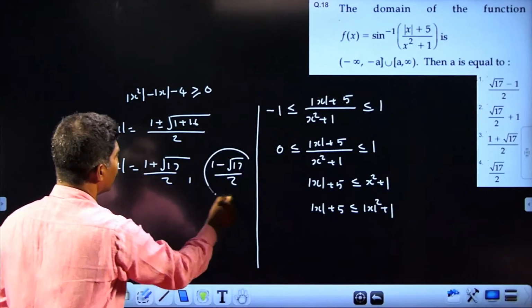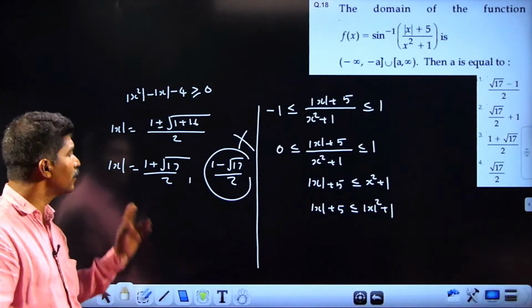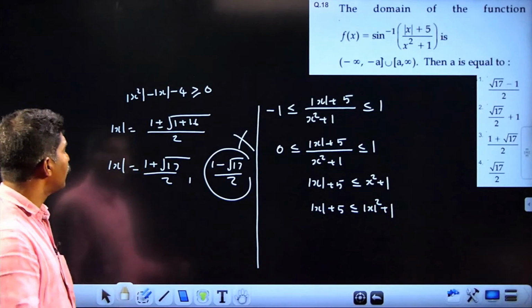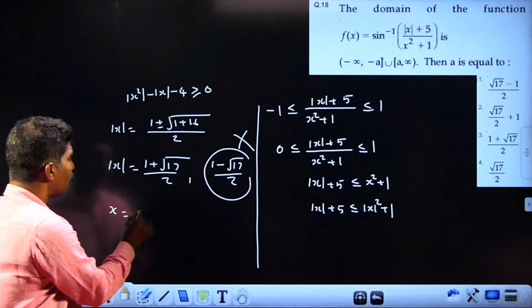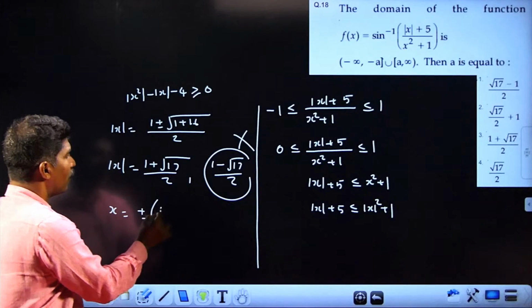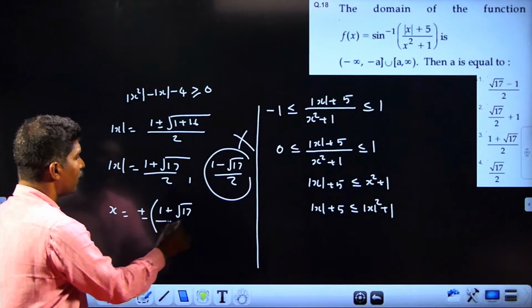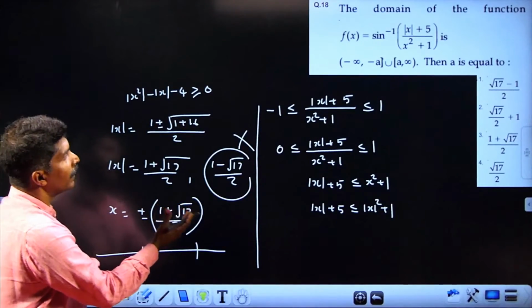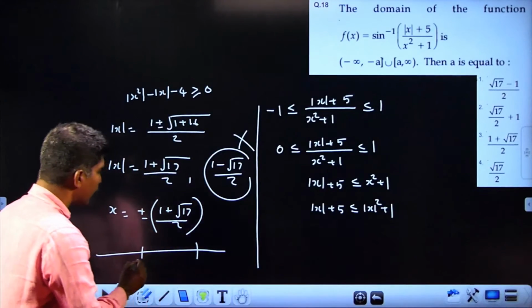And this value we will not take. Why? It is negative. Mod x cannot be negative. Okay. Mod x equal to this one. Therefore, x is equal to what? X is equal to plus or minus 1 plus root 17 divided by 2. Okay. So, we will mark the 2 points here as it is. We need it is greater than or equal to 0.